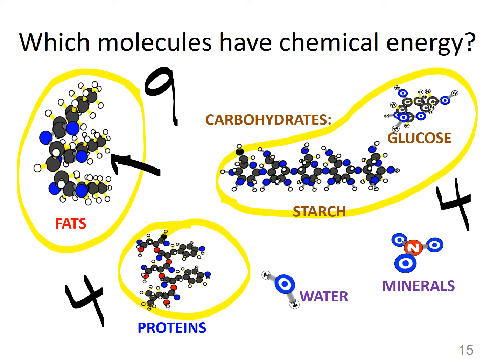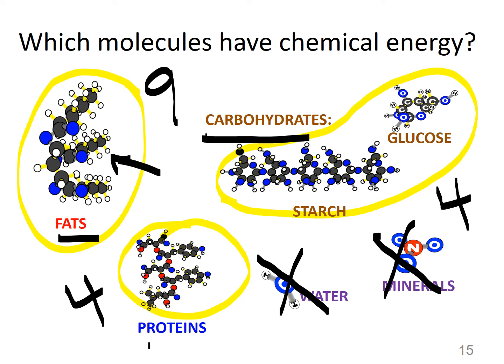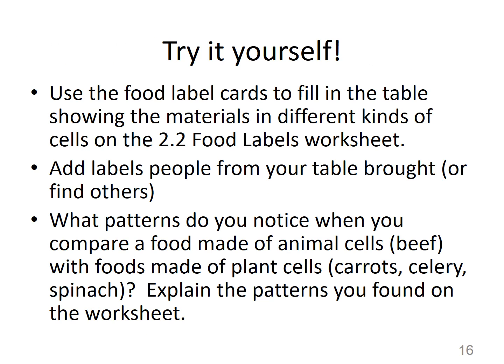Let's look at the water. Does the water have any carbon-carbon or carbon-hydrogen bonds? Well, water doesn't even contain carbon, so it does not contain energy. How about those minerals like nitrates, potassium, calcium? Well, none of them contain carbon either, so they do not have any chemical energy. So the molecules that supply chemical energy include carbohydrates, fats, and proteins.